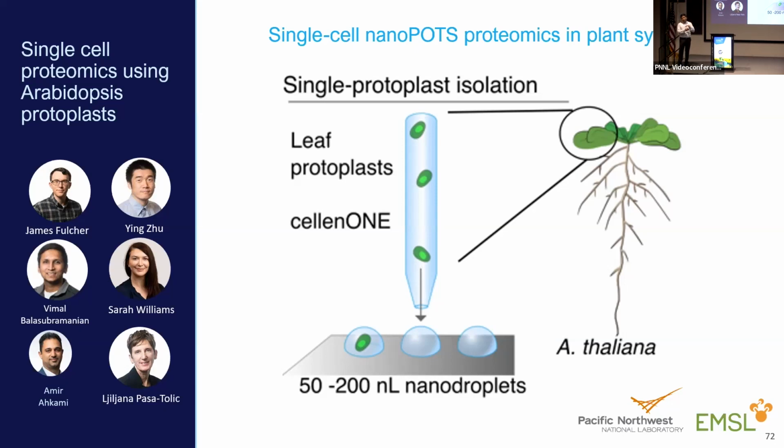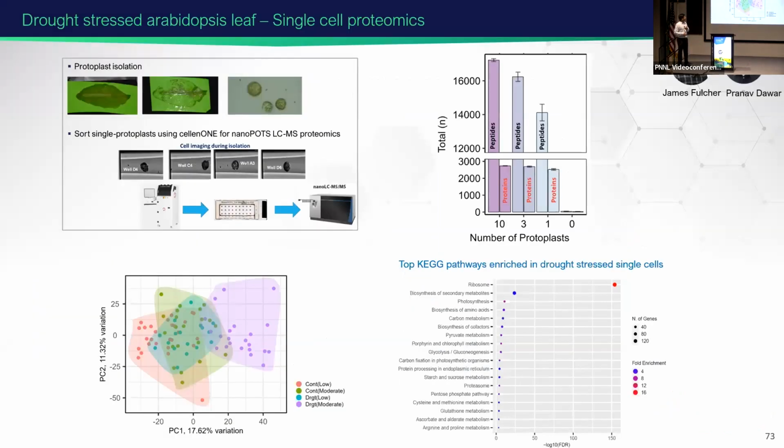Right now we are moving towards single cell based proteomics. So basically we are trying to isolate the protoplast from the leaf and then sort them and then put them on the same nanowell chip and do mass spec to do the protein abundance from this protoplast. So what we have right now is from a single protoplast, we have about 2,000 proteins detected.